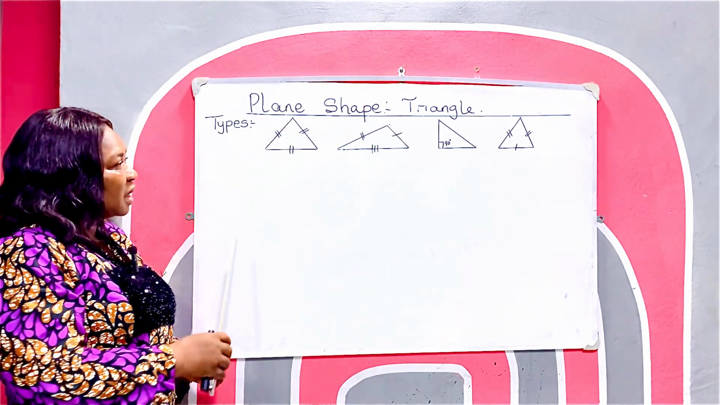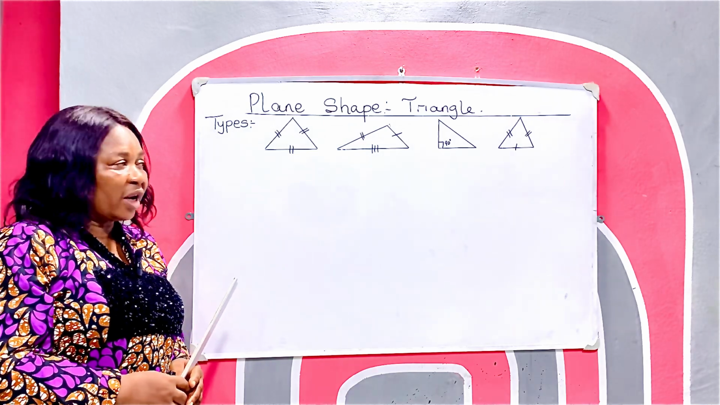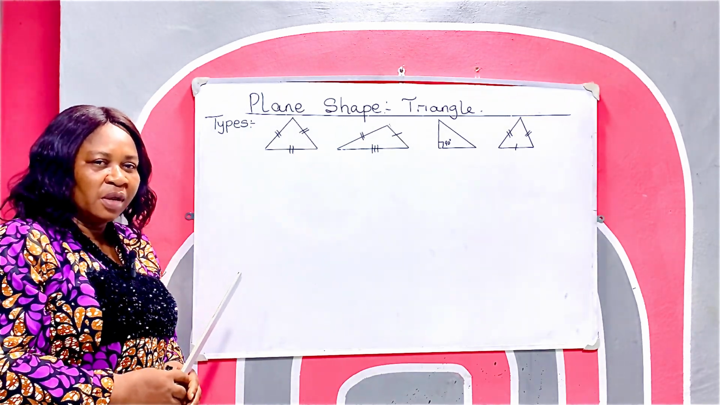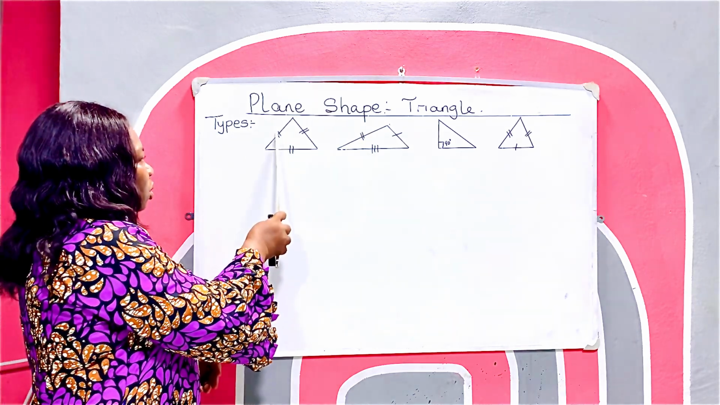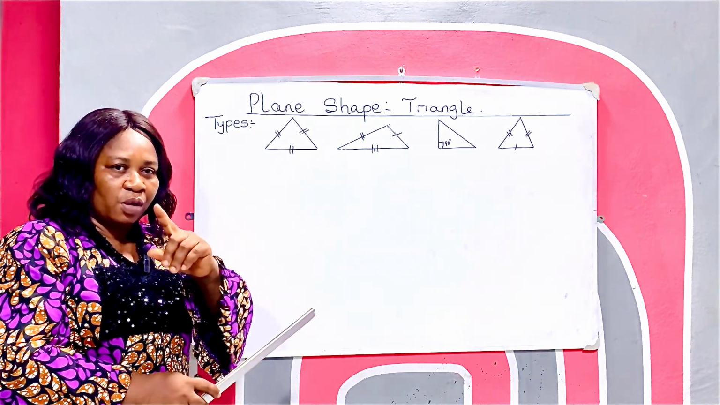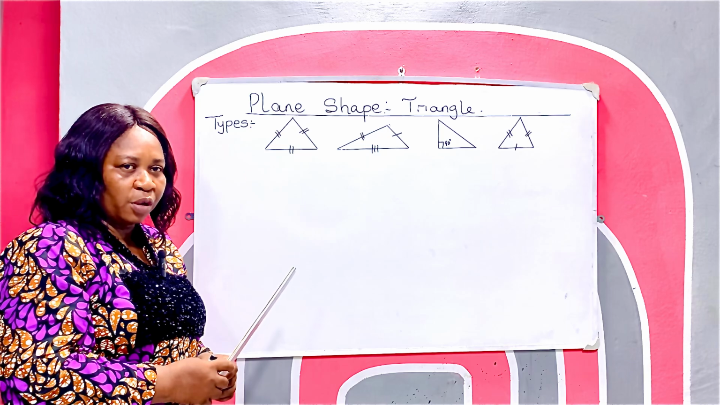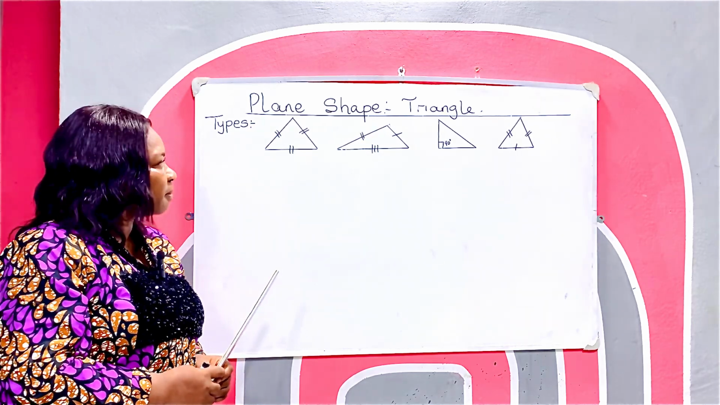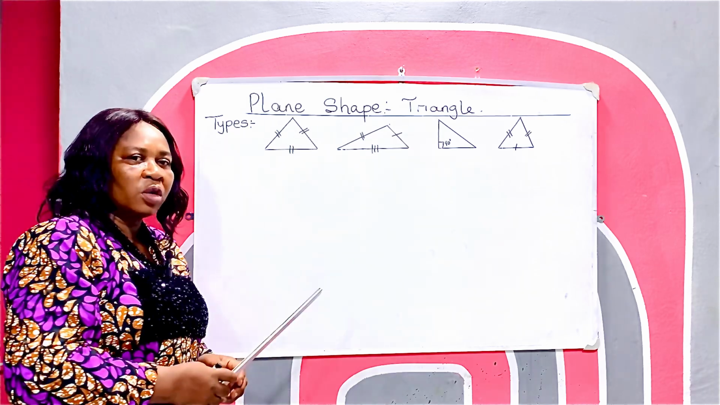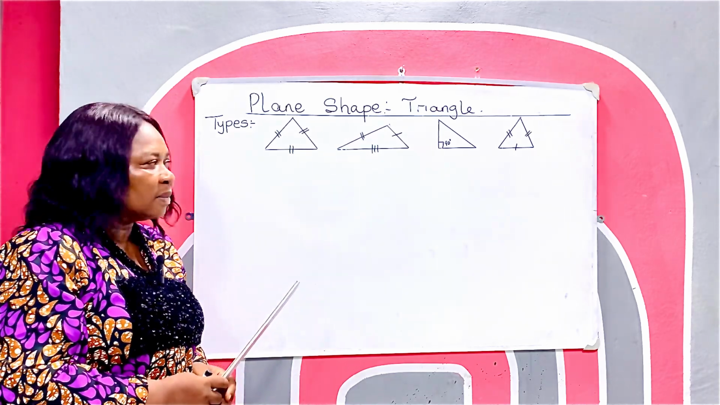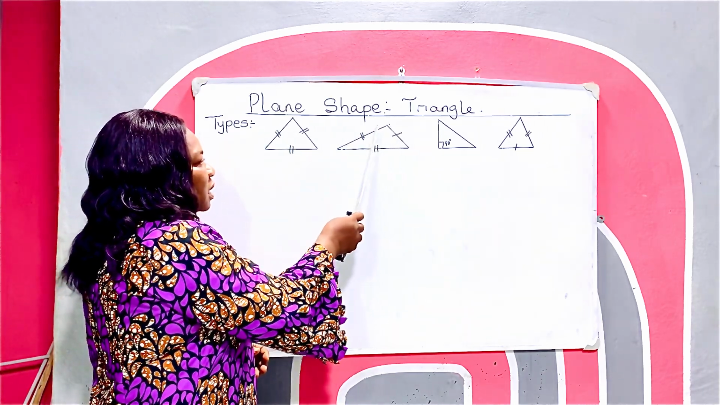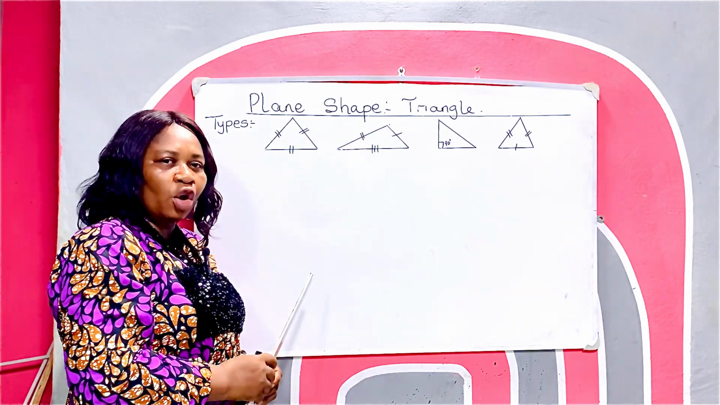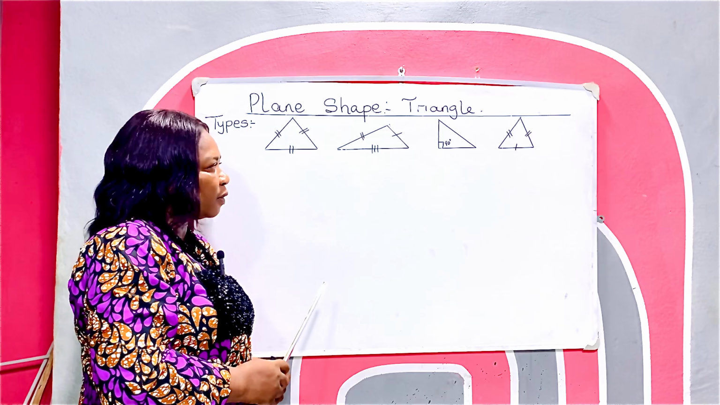These are some types of triangle. The first one is the equilateral triangle. In an equilateral triangle, all the sides are equal, just as the name sounds: equilateral, equal sides. This one is called scalene. None of the sides are equal. This side is bigger than this, and this is bigger than this.